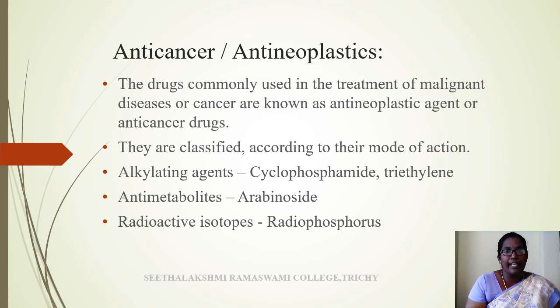So how they react on the human body, based on that we classify them into three: alkylating agents, antimetabolites and radioactive isotopes. Example for alkylating agent: cyclophosphamide, triethylene. Example for antimetabolites: arabinoside. Example for radioactive isotope is radiophosphorus. So these are all the types of anti-cancer drugs that can be administered.